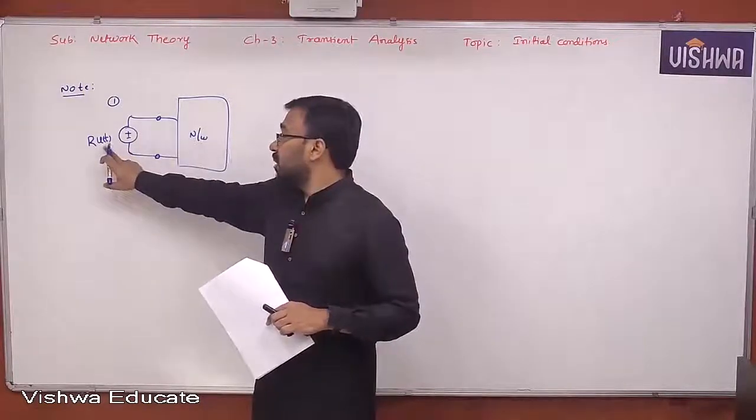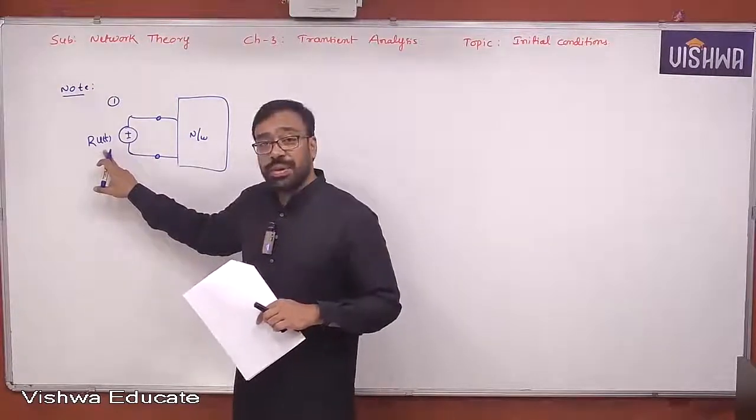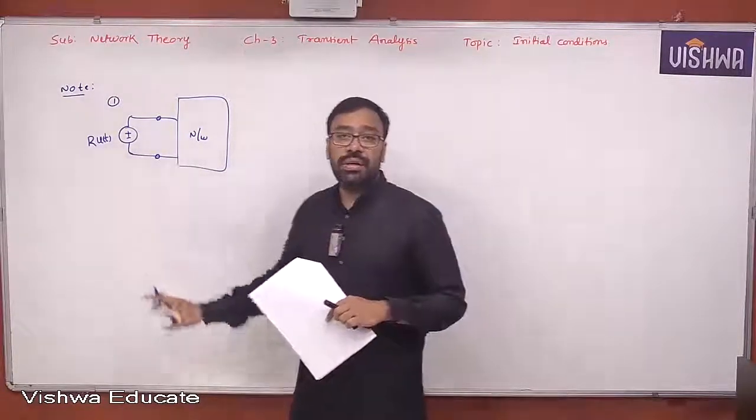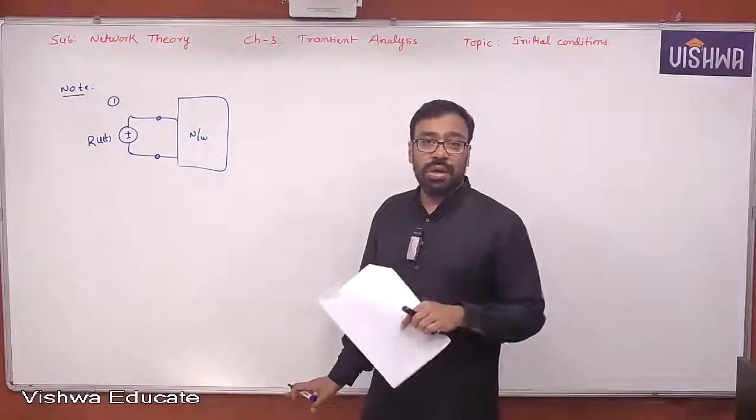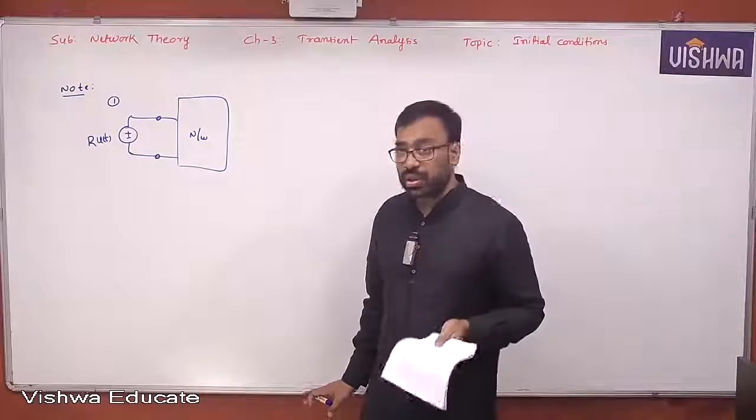You already know the definition of this U of t. What is U of t actually here? Step input, what is the definition of it? It is equal to 0 for t less than 0 and 1 for t greater than or equal to 0. Yes or no, all of you?